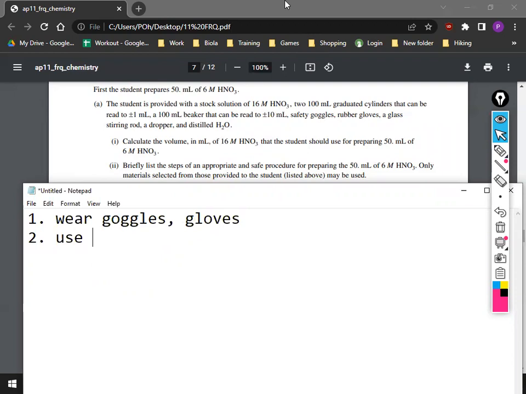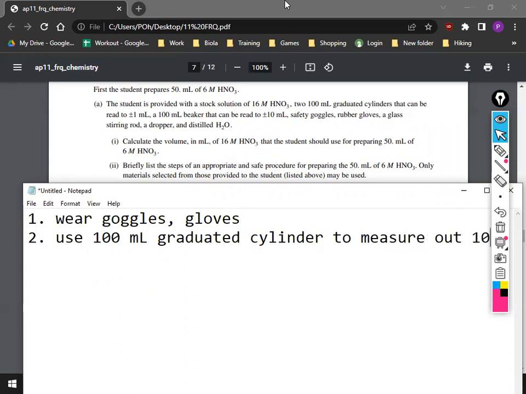Step 2, you're going to write: use the 100 milliliter graduated cylinder to measure out 19 mL of your 16 molarity HNO3 solution.